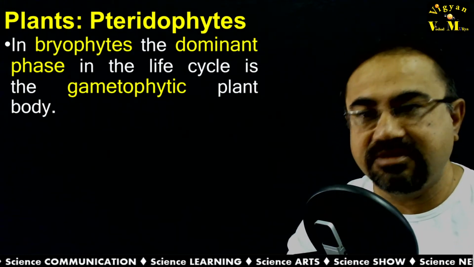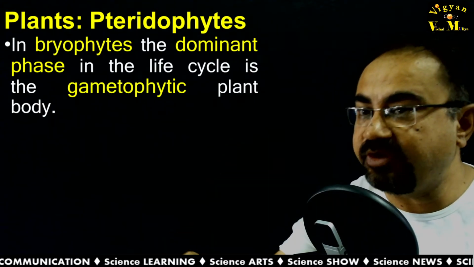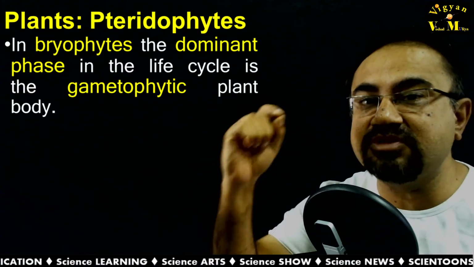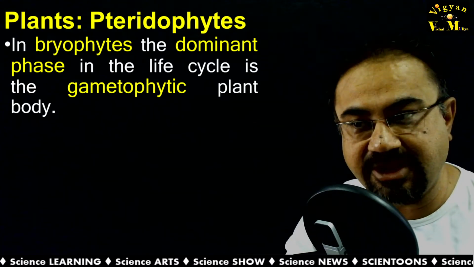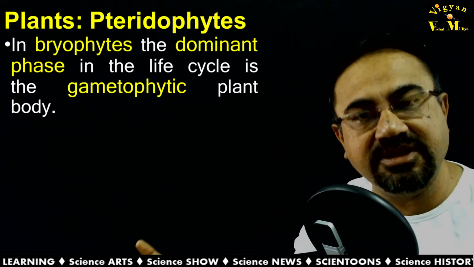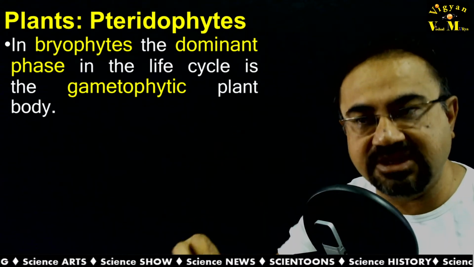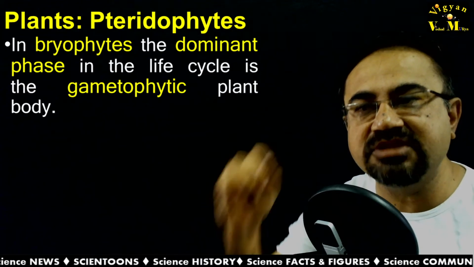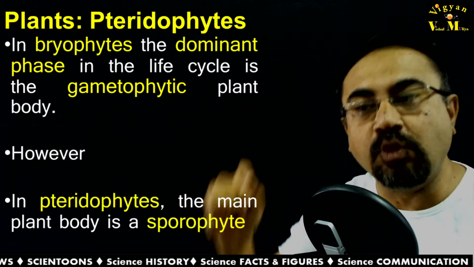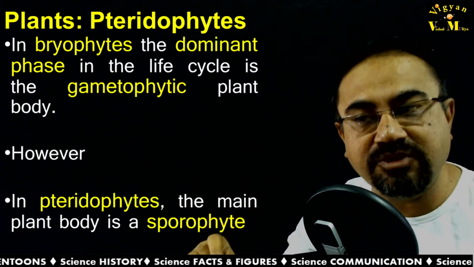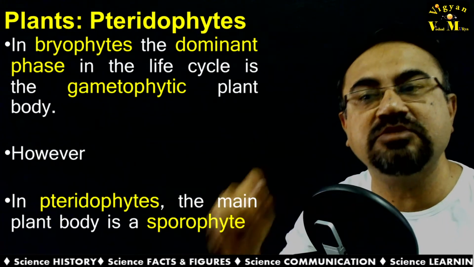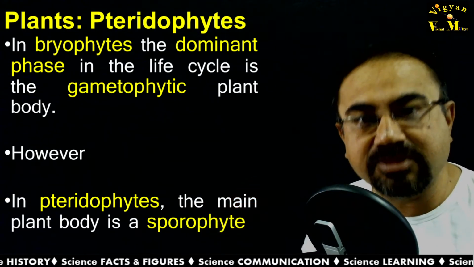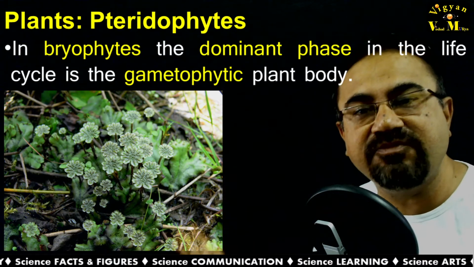This is very important. In bryophytes, the dominant phase of the life cycle is the gametophytic plant. We have seen this earlier in the video also, but still let me go through it in detail. In bryophytes, the dominant phase is gametophytic, while in pteridophytes, the dominant phase or main plant body is sporophytic. Let me go through the photograph. Here you can see the photograph.